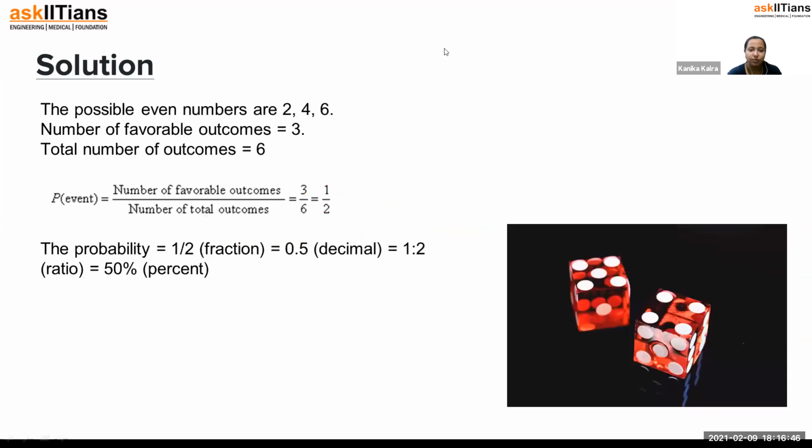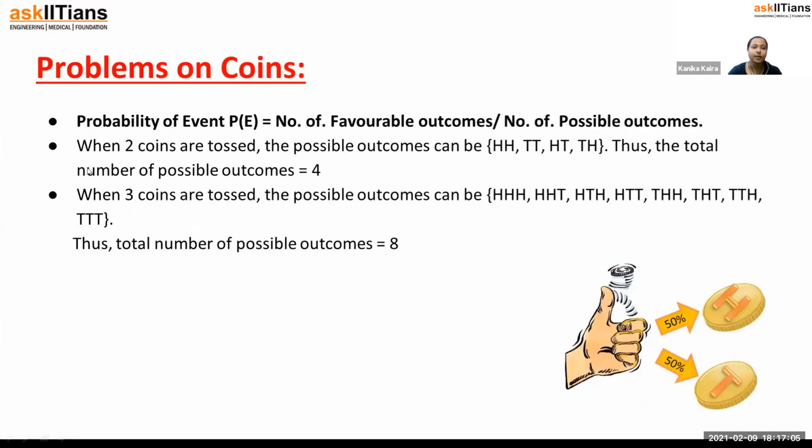Now let's look at the solution given. So as we discussed, the probability was 1 by 2. That's the fraction, and then decimal is 0.5. Ratio is 1:2 and percentage is 50%. Let's move further. Problem on coins.